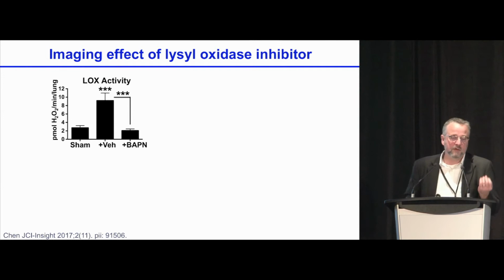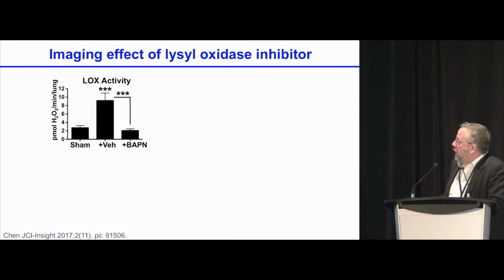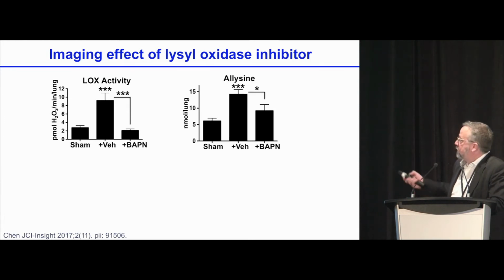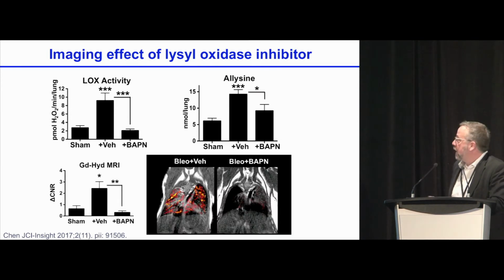So if you injure these animals with bleomycin and then start treating them with beta-aminopropionitrile, which is a pan-lysyl oxidase inhibitor, and you look at the tissue on day 14, and you measure lysyl oxidase activity in tissue, it's completely inhibited by BAPN. And this, of course, inhibits the production of allysine in the tissue. And our imaging can pick this up quite nicely.